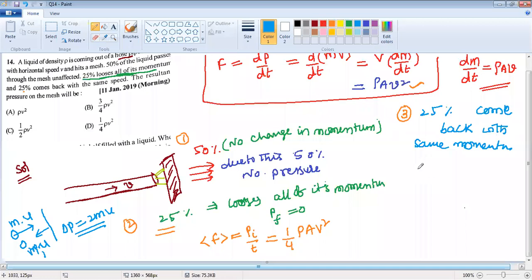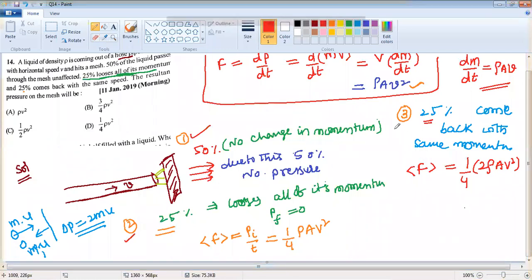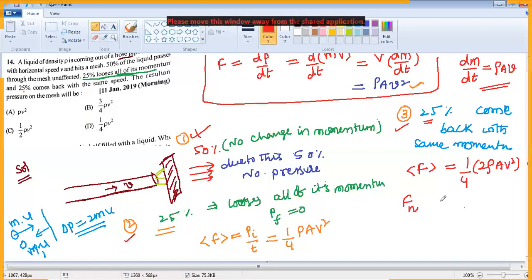Now this is the average force. In this case it is 2 rho A v square, but only 25% of it, so only 1 by 4. Do you understand the point now? Yes, sir. So now what is the total net force? For the first case there is no force. Force is exerted only in the second and third cases: this is 1 by 4, this is 1 by 2. So the total net force equals 3 by 4 rho A v square. This is the net force.